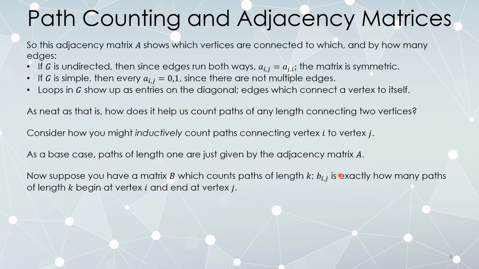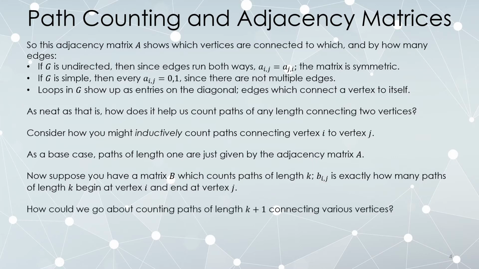Now let's suppose I have a matrix B. B sub ij is specifically the number of paths using k edges that go from vertex i to vertex j. So the adjacency matrix would be like matrix B where k is equal to 1, paths of length 1. Let's just pretend I have a matrix which counts paths of length k, the number of k length paths from vertex i to vertex j. That's how I make my matrix B, for the sake of argument. Well, how would I go about counting k plus 1 length steps from vertex i to vertex j?